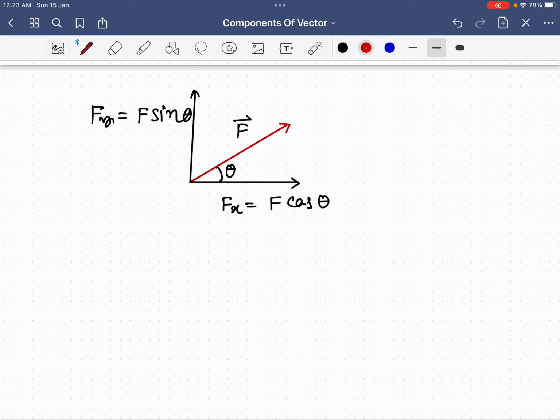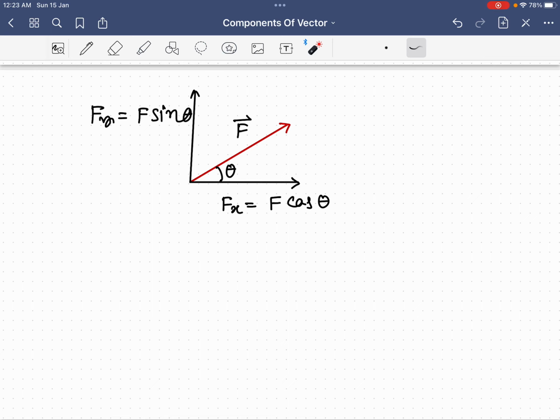So this is vector component. Vector component is you take a vector and then break it into 2 or 3 vectors which are eventually perpendicular to each other. This vector is perpendicular to this vector, right? This is 90 degrees. So this is pretty much the whole point of vector components.